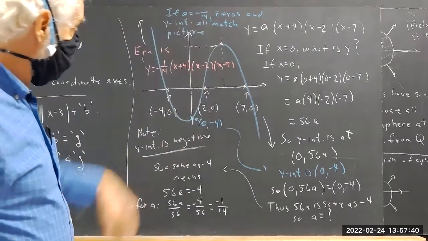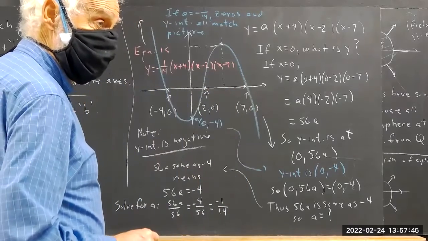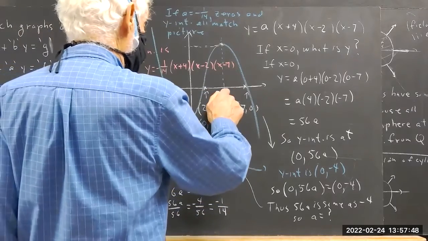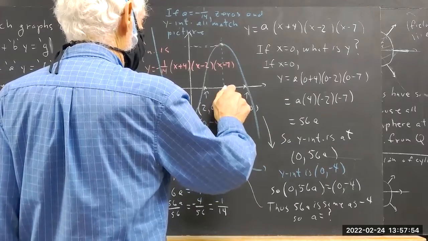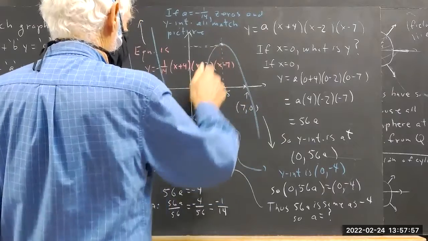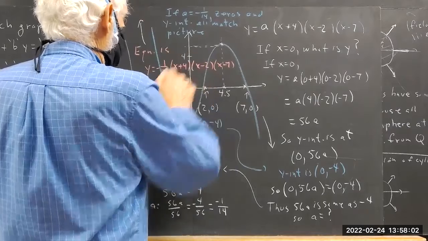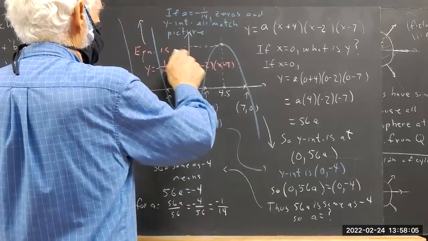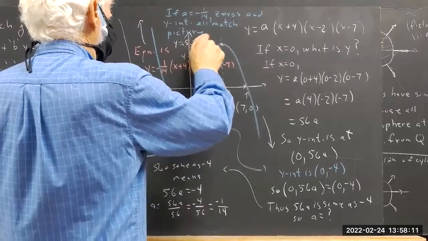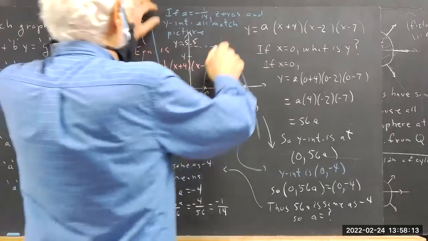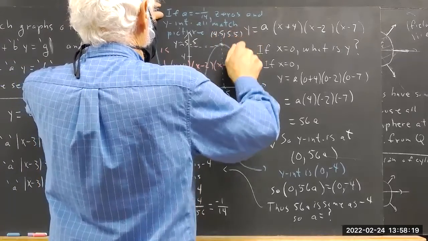If I estimate the coordinates of this point, if this is 2 and this is 7, this is about halfway between 2 and 7, right? Halfway between 2 and 7 is 4.5. Up here, well, if this is -4, then +4 would be here. That looks like about maybe 5.5. So the coordinates at this point, maybe (4.5, 5.5).